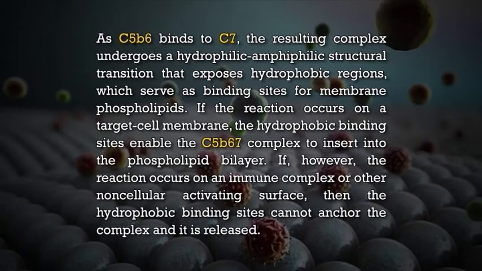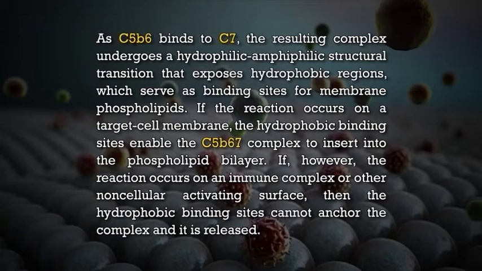The C5b component is extremely labile and becomes inactive within 2 minutes unless C6 binds to it and stabilizes its activity. Up to this point, all the complement reactions take place on the hydrophilic surface of the membranes or on immune complexes in the fluid phase. As C5b6 binds to C7, the resulting complex undergoes a hydrophilic-amphiphilic structural transition that exposes hydrophobic regions which serve as binding sites for membrane phospholipids.